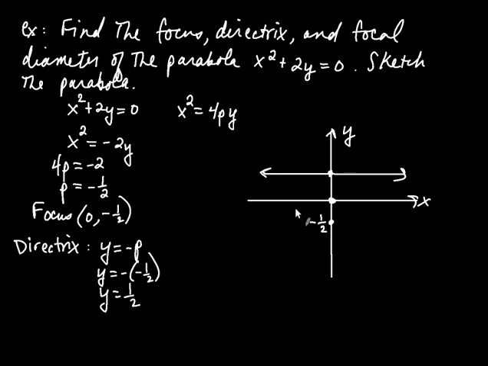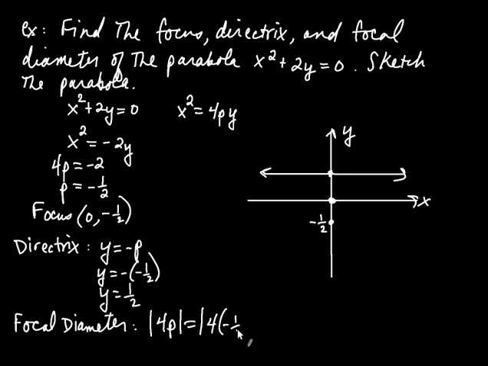Now they ask us for one other thing in this problem. They ask us for the focal diameter. It turns out the focal diameter is always this, and we'll see what this means in a moment. The focal diameter is always the absolute value of 4 times p. So in this case, it's the absolute value of 4 times p, which is negative 1/2. So it's the absolute value of negative 2, which is positive 2. That's the focal diameter in this case.